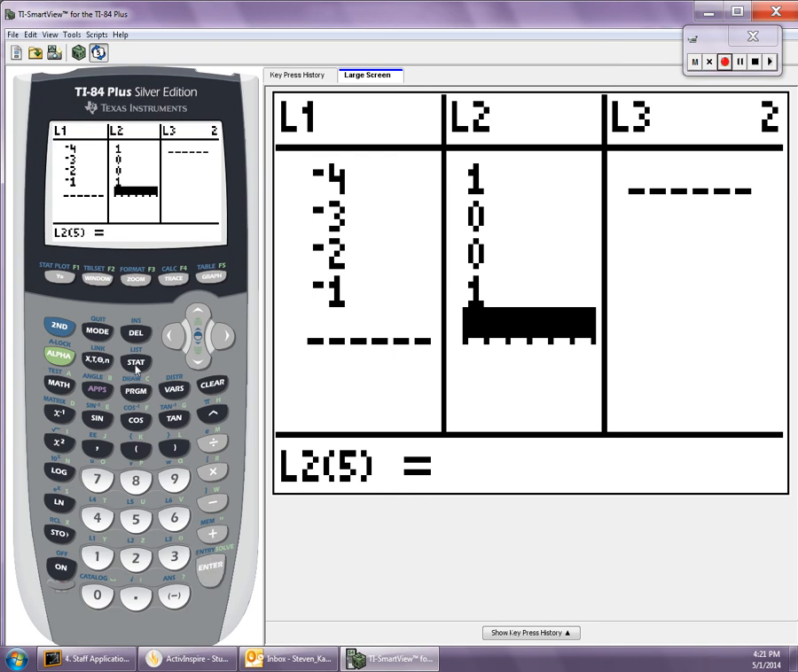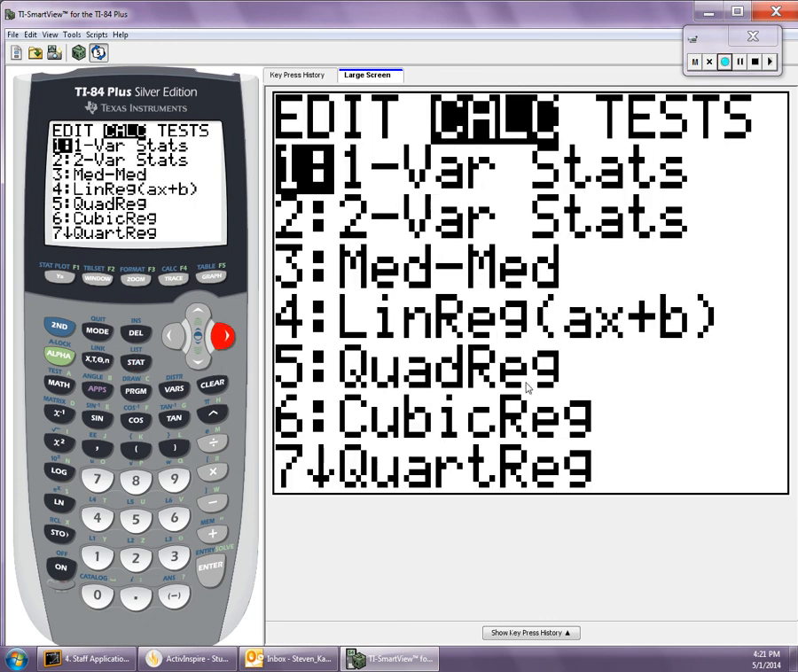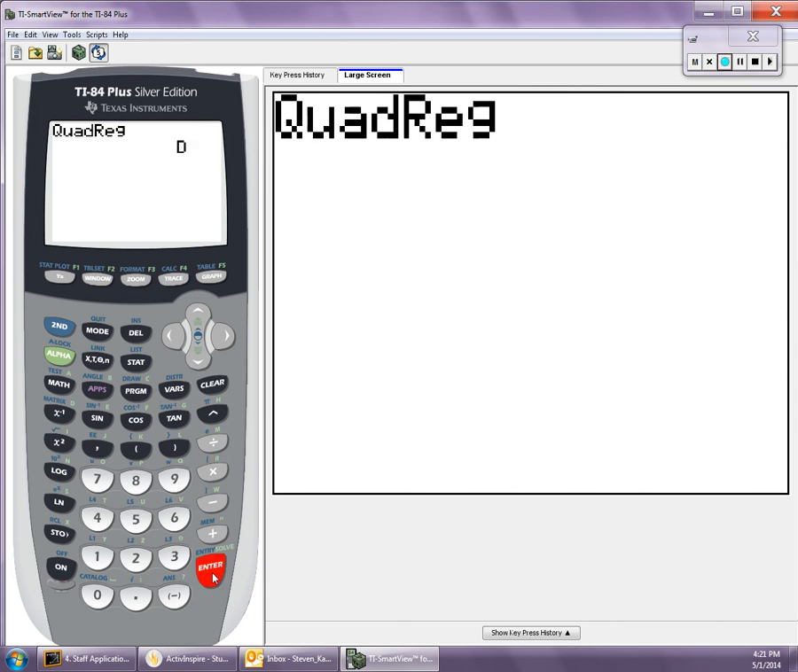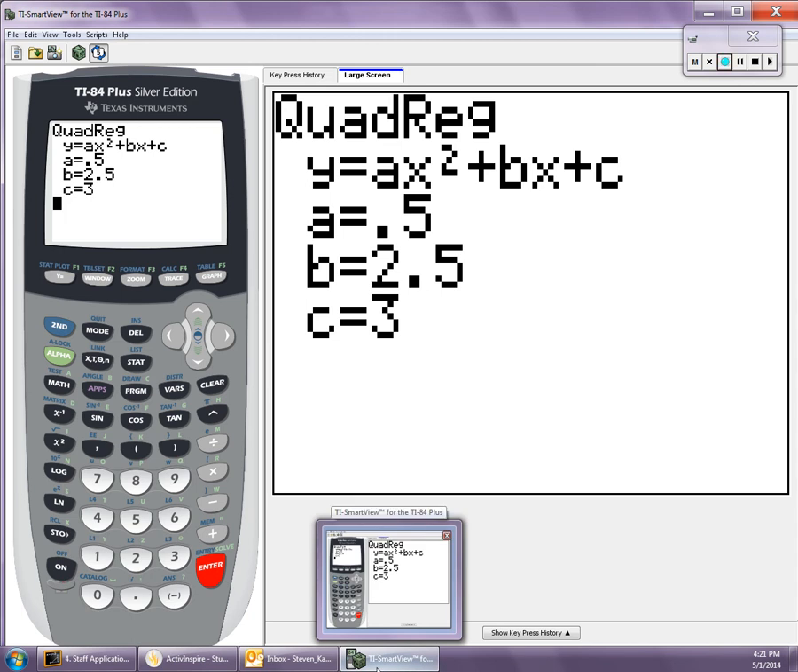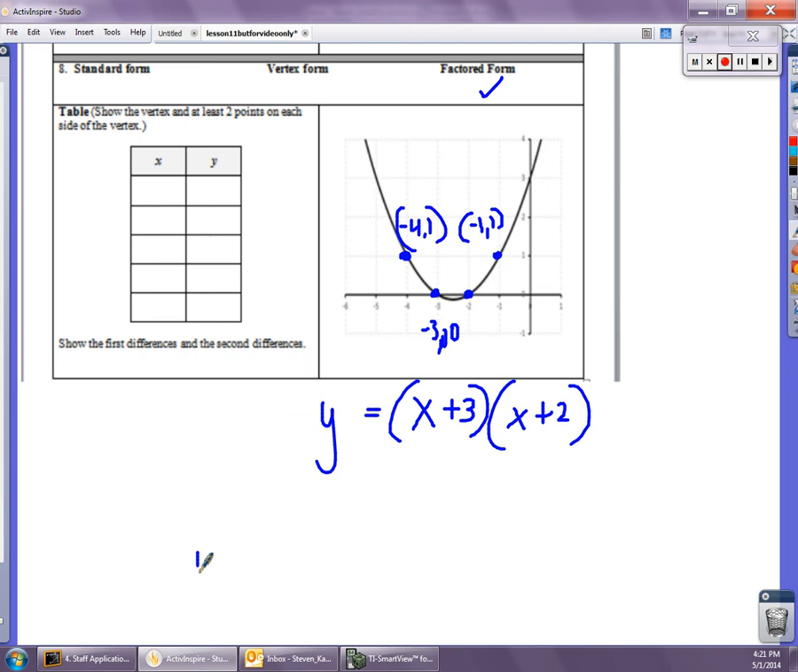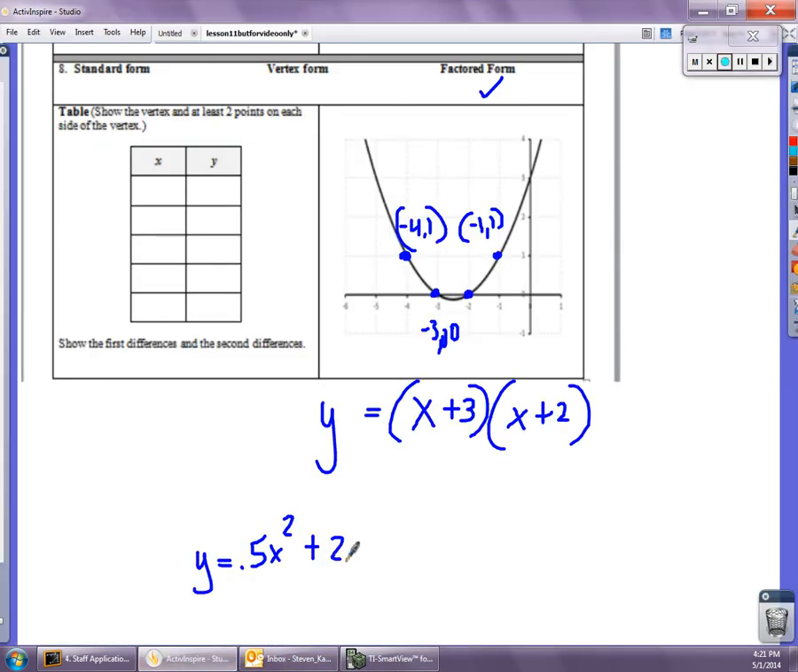So you go back to stat, you're going to go over to calculate, and then quad reg will give you the quadratic equation if it actually did form one. And you can see right here that our dilation is 0.5. So given this, we can write our quadratic in standard form as y equals 0.5 or 1/2 x squared, plus 2.5x, and then plus 3.